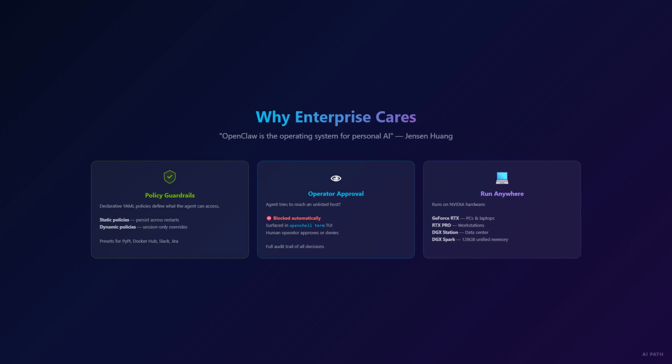Second, operator approval. When an agent tries to reach an unlisted host, the request is blocked and surfaced in a terminal UI for human review. Third, hardware flexibility. Run on GeForce RTX PCs, RTX Pro workstations, DGX Station, or DGX Spark. No data leaves your network unless you explicitly allow it.